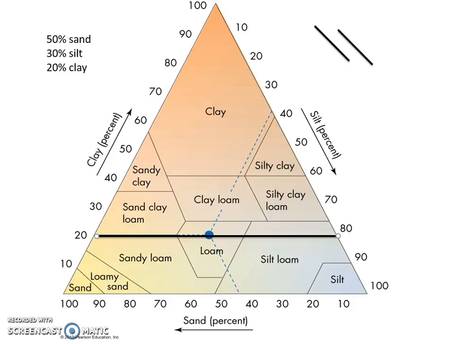Next, I will graph my silt percentage, 30%. My line will parallel the axis to the right, which is the clay axis. My ruler will go straight across to the 100 minus 30, which is 70 on the sand axis.